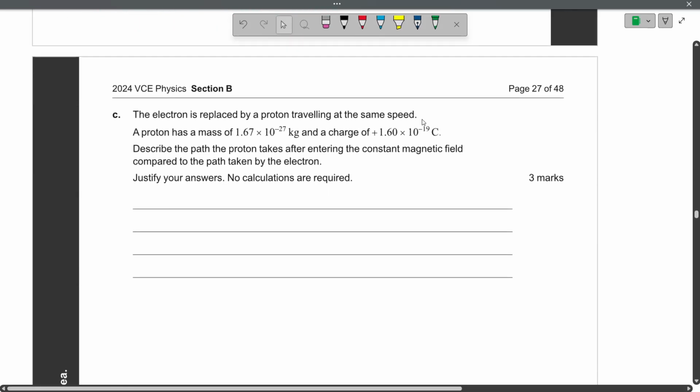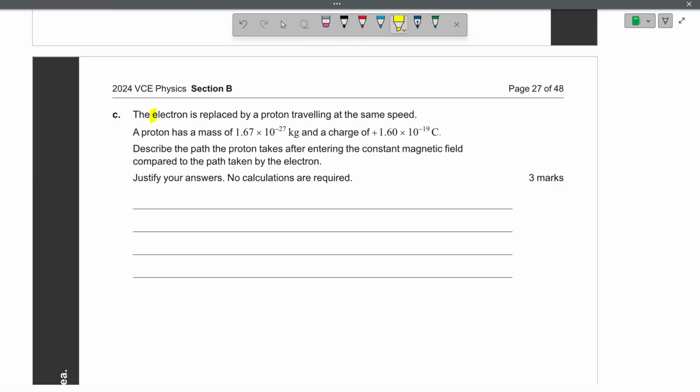Part C. The electron is replaced by a proton traveling at the same speed. A proton has a mass of 1.67 times 10 to the minus 27 kilograms and a charge of, and so on. Describe the path the proton takes after entering the constant magnetic field compared to the path taken by the electron. Justify your answers. No calculations are required. 3 marks. So we're changing from an electron to a proton. The first thing you should realize is you're going from a negative charge to a positive charge.